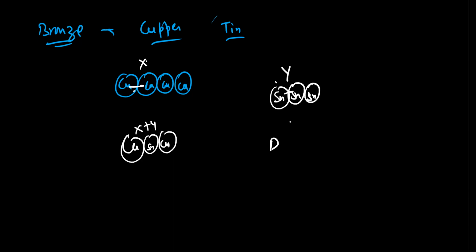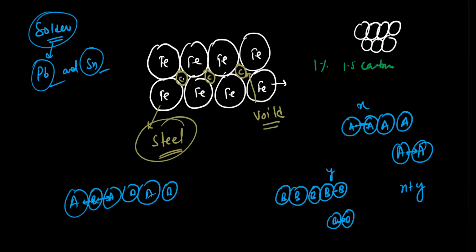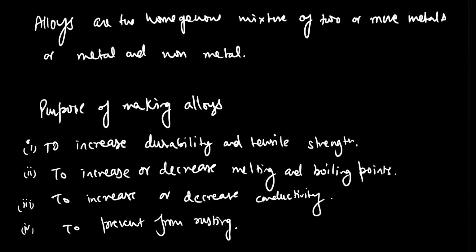If we want a low melting point, then we mix those that don't like each other. If we need a high melting point or boiling point, then we mix those elements that have more force of attraction between them. And if we want to increase durability, like in steels, we put in carbon atoms, which are smaller in size, to prevent distortion. So this happens this way.